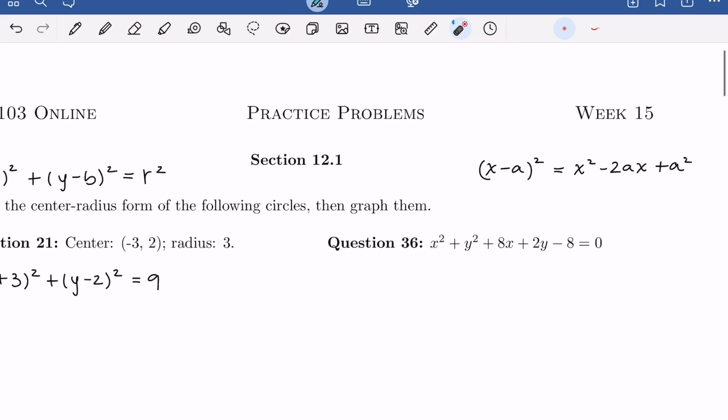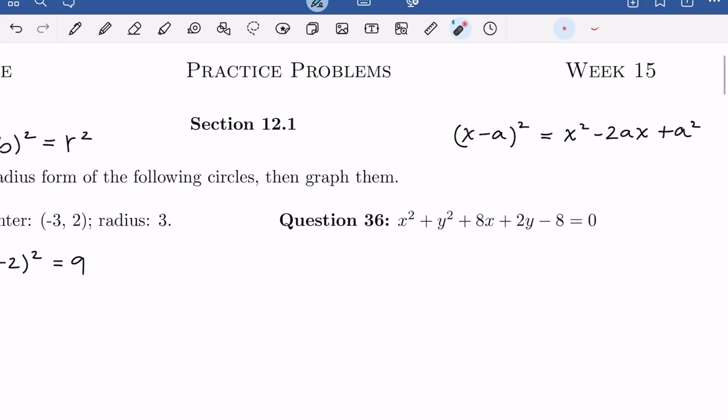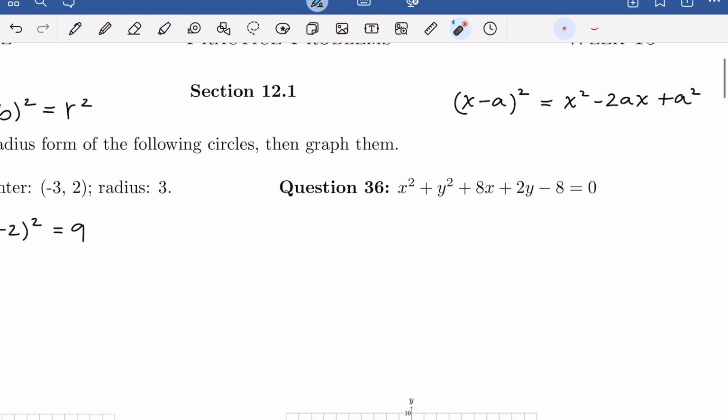So in order to complete the square here, we're going to follow the same procedure that we've seen before. The first thing we're going to do is move the constant terms to one side of our equation and keep the variable terms on the other side. We're also going to group the x variables together and the y variables together. So we have x squared plus 8x, then plus y squared plus 2y. And then moving this negative 8 to the other side of our equation is going to make this a positive 8.